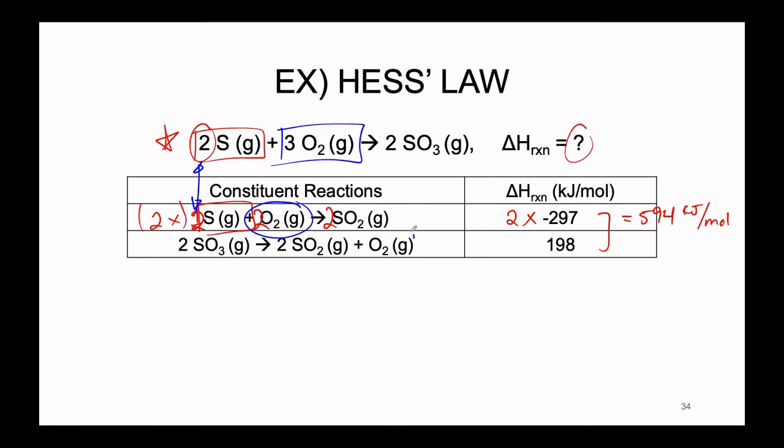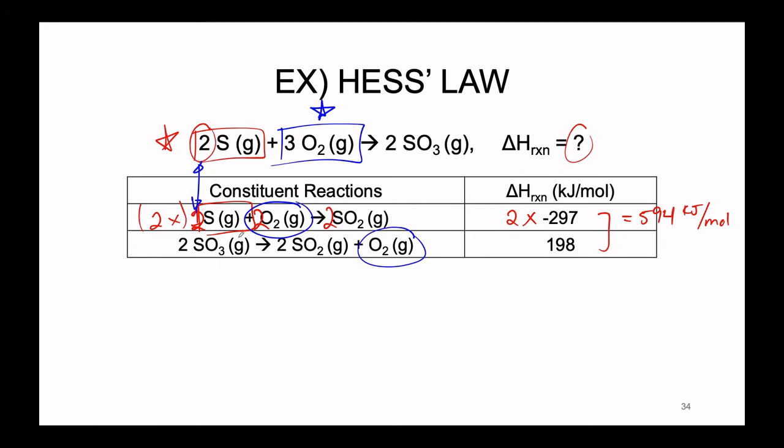Kind of looking around. Aha, here we go. 2 plus 1 is 3. But there's an issue here. In the first reaction, the oxygen is on the reactant side. In the second reaction, it's on the product side. We know that we want the oxygen to be on the left-hand or the reactant side in these 2 constituent reactions in order to get some information about the overall reaction.